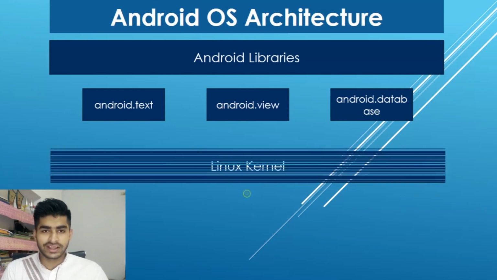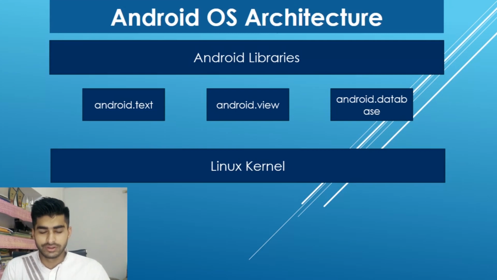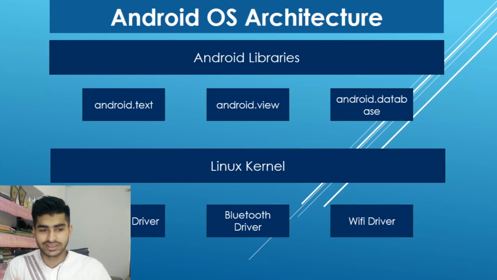Fifth one is the Linux kernel. The Linux kernel section contains all drivers that basically communicate with hardware, like the camera driver, the Bluetooth driver, the Wi-Fi driver. Basically, these are all the drivers available in the kernel section.